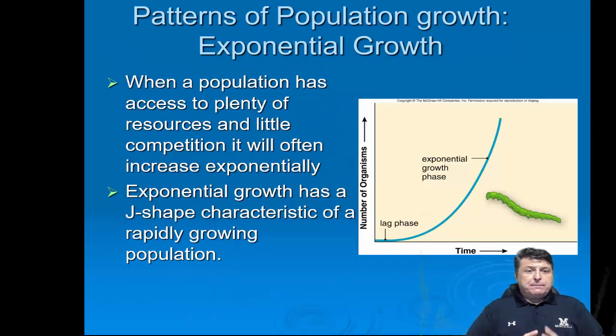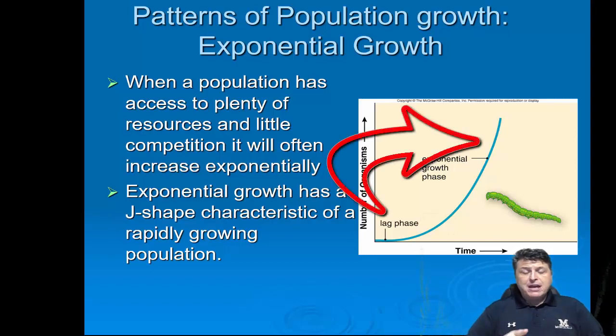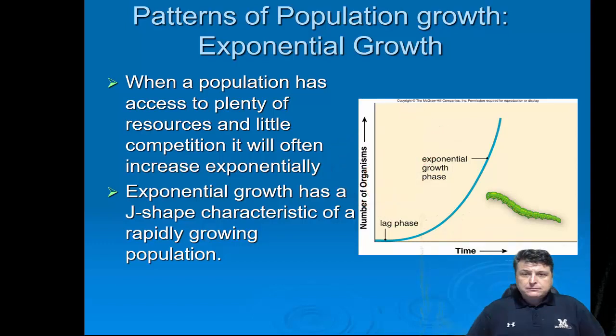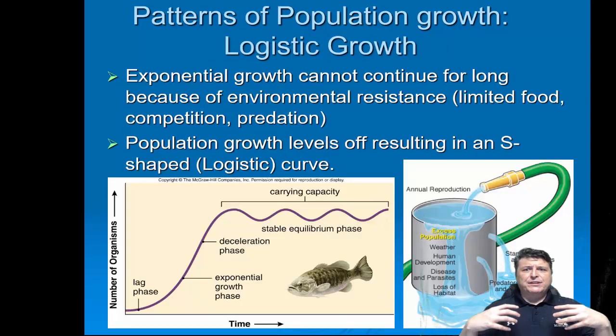Now, when a population has access to plenty of resources and very little competition, it will oftentimes exhibit what's called exponential growth. And with that exponential growth, we see a typical J-shaped curve, a rapidly growing population. But as we know, we don't always have unlimited resources, and rarely are we going to be without competition. So eventually that population is going to reach a point where it cannot grow exponentially anymore.